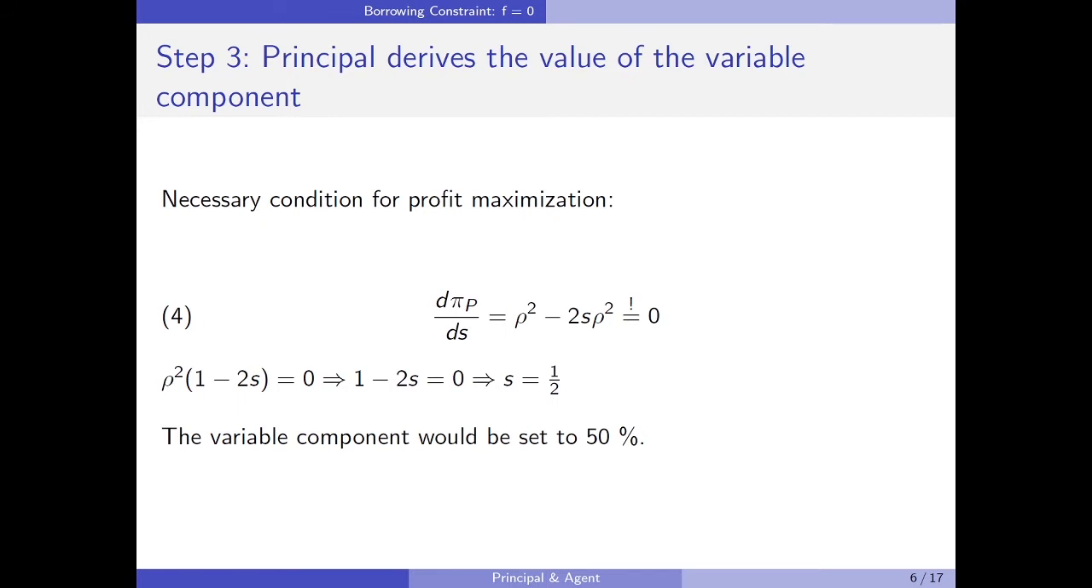The necessary condition for the profit maximization is again taking the derivative. But now, because we are dealing with the variable component, the principal derives the value of the variable component, and we know that the share could change, since it is the variable side. The principal is now taking the derivative with respect to S. When we take this function's derivative with respect to S, we see that rho squared minus 2 times S times rho squared is equal to 0. In this case, we see that S is equal to 1 over 2. So the variable component will be set to 50% here.